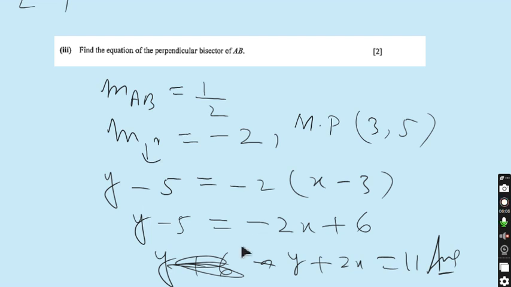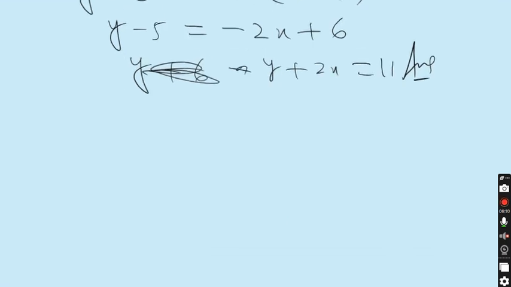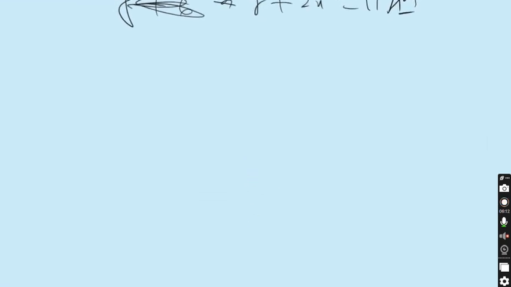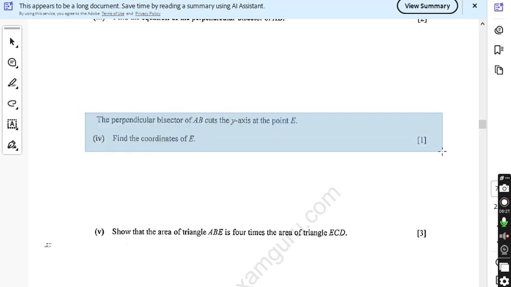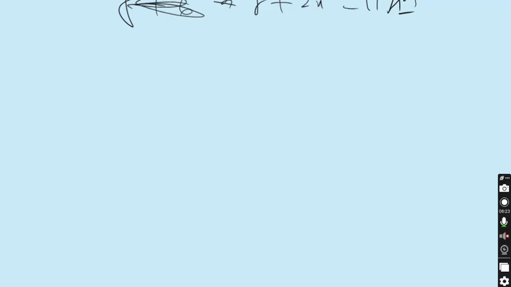Move to part number 4. The perpendicular bisector of AB cuts the y-axis at the point E. Find the coordinates of E. Again, very easy part.